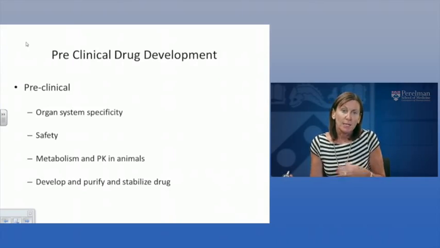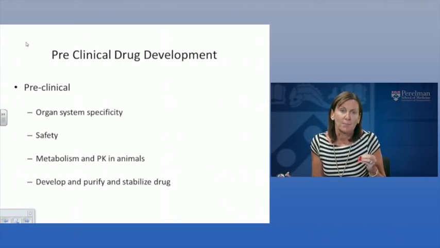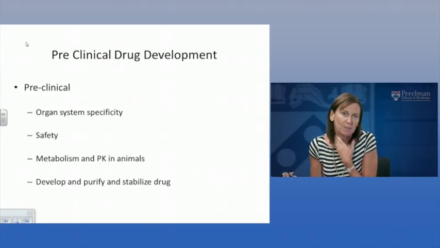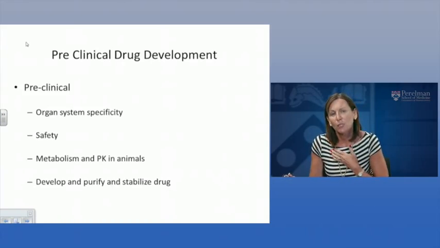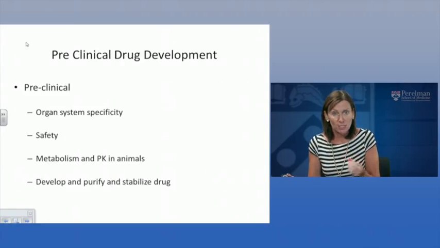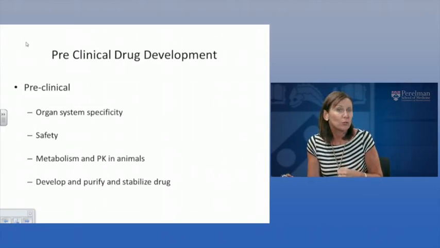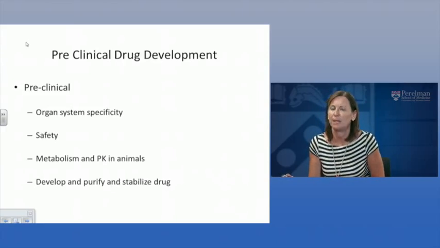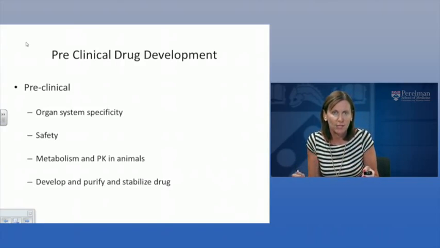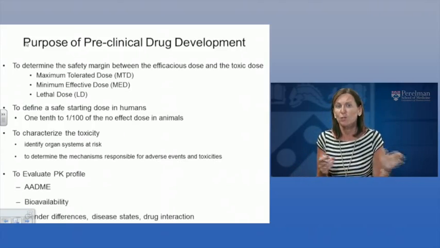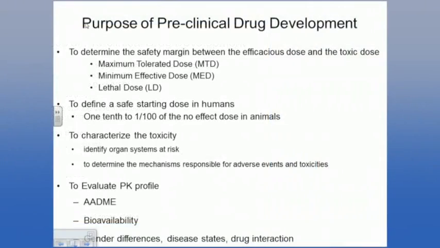And at the same time, you have no idea or a limited idea as to how your drug is going to behave in the animal testing. So you want to be able to stabilize your drug, whether that means packaging it as a prodrug or whether it means purifying the drug to alter the PK profile or the PD profile. This is commonly entertained at this preclinical phase of drug development. So if you ask yourself, what is the purpose of preclinical drug development? The purpose is to determine the safety margin between the efficacious dose and the toxic dose.